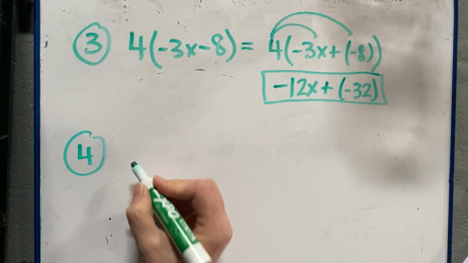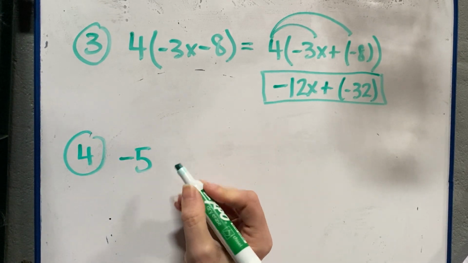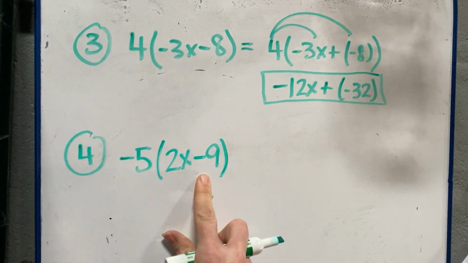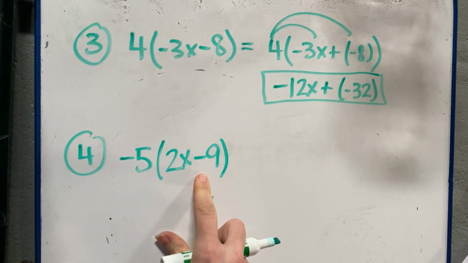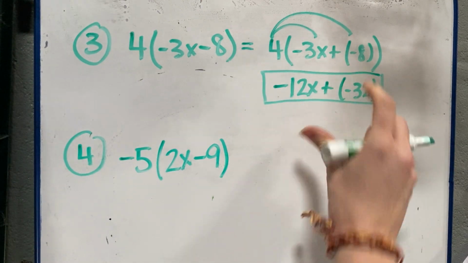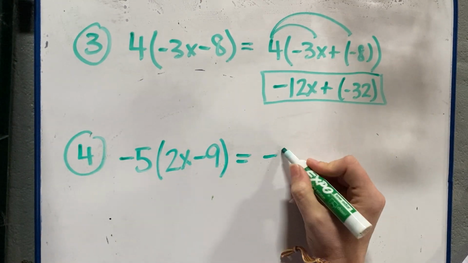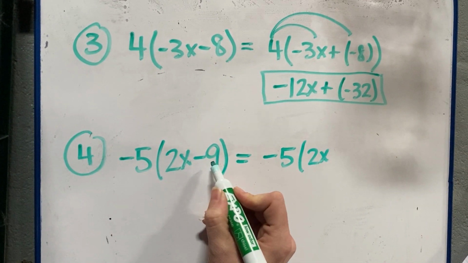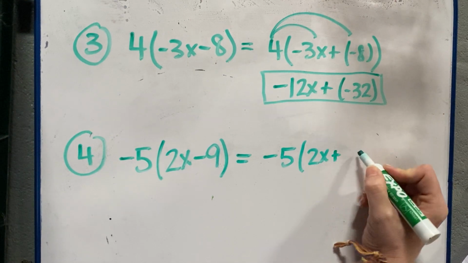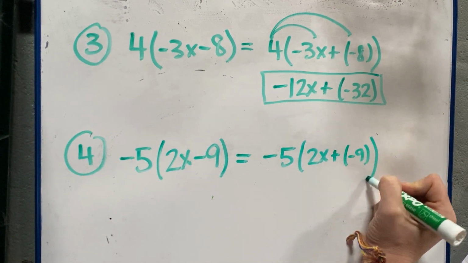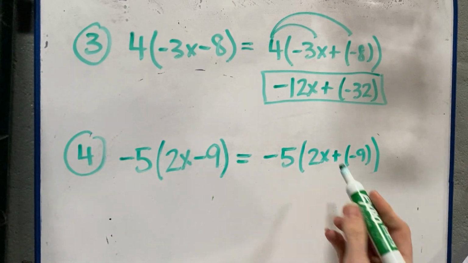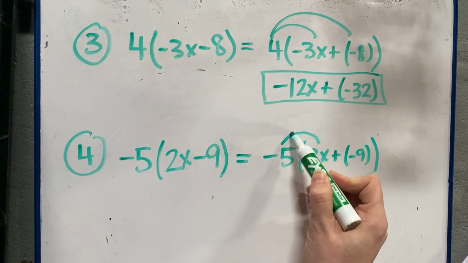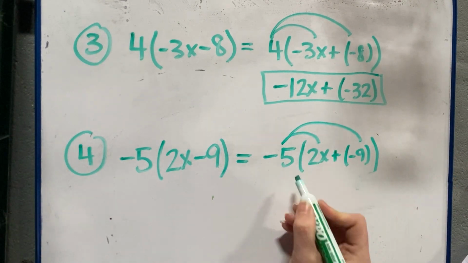The next example, I'm going to have a negative number being distributed with a subtraction problem. So again, I'm going to get rid of that subtraction sign by rewriting it as an addition problem. So everything stays the same, except instead of minus a positive 9, we're going to add a negative 9. And then I can go ahead and do my distribution. So I'm multiplying negative 5 times 2x, and then negative 5 times 9.